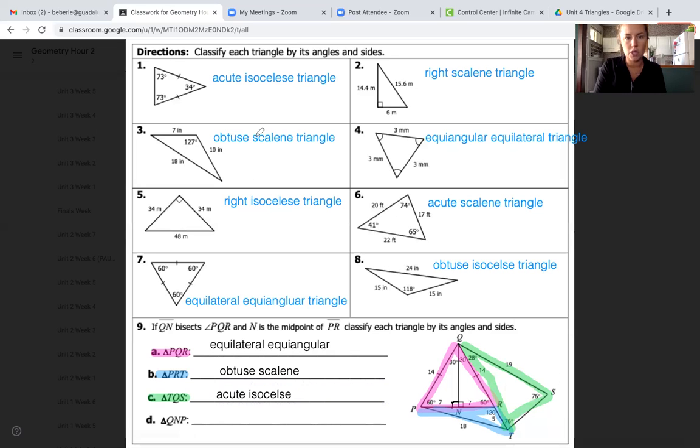Let's go ahead and look at the last one. I'll do that one in orange for you. We have QNP. So QNP is right here. What do we notice? I think you might have been giving me this answer before. This is a right, yeah. I think you were one step ahead of us. This is a right scalene.